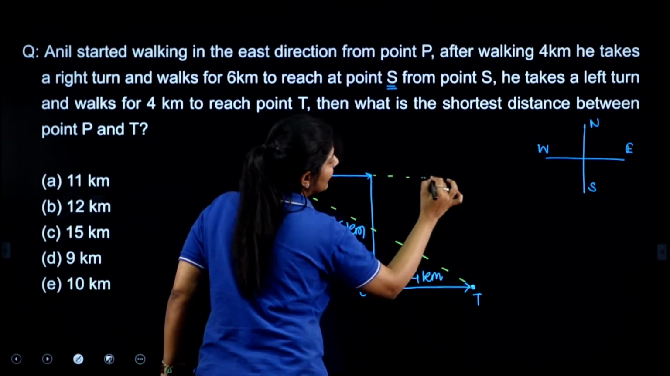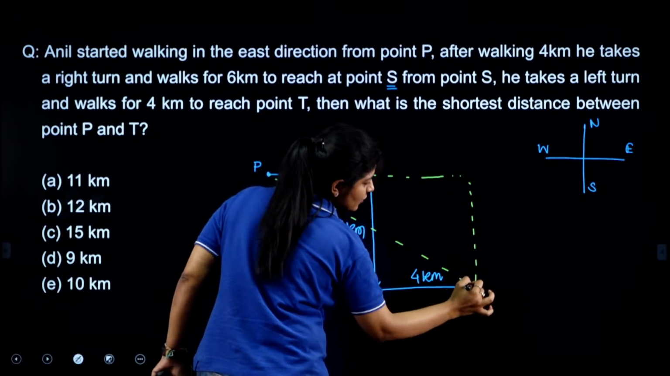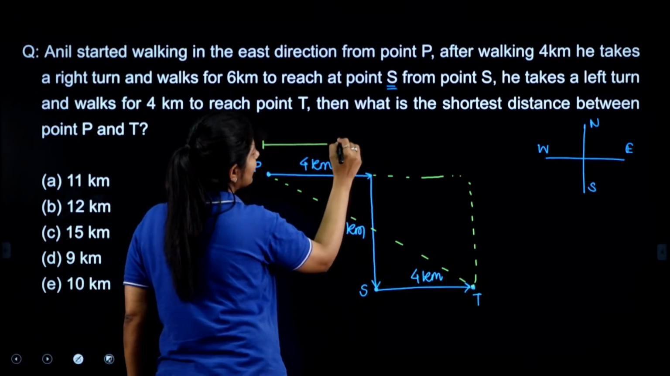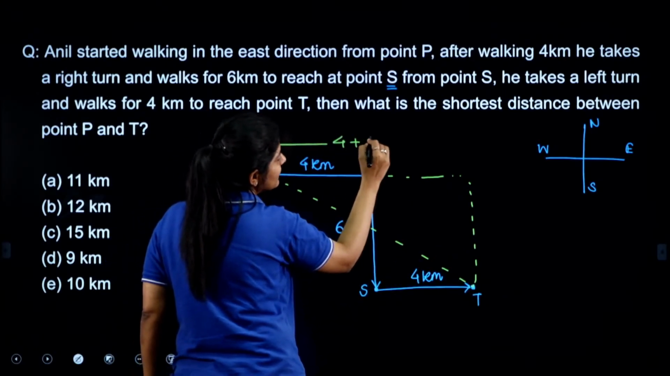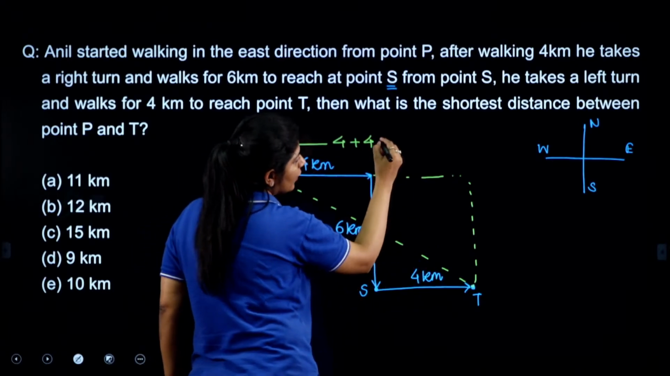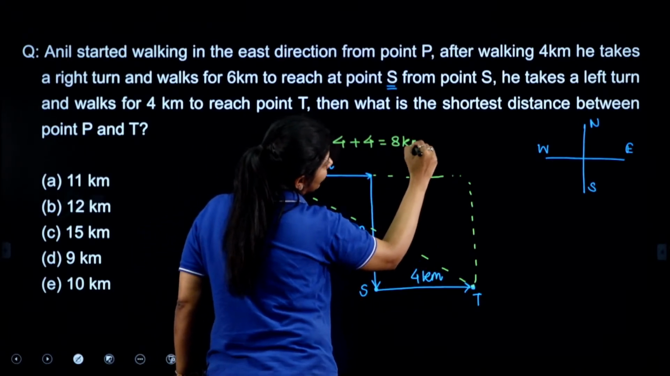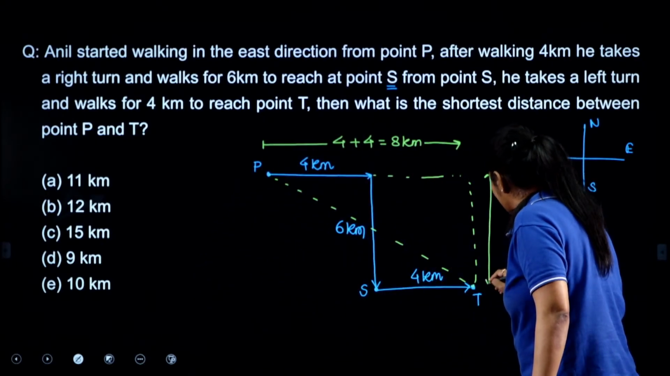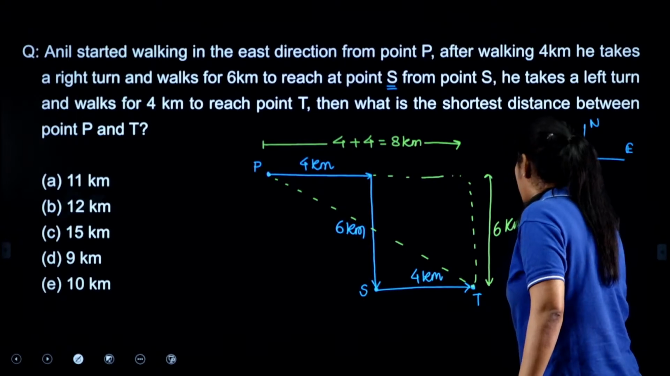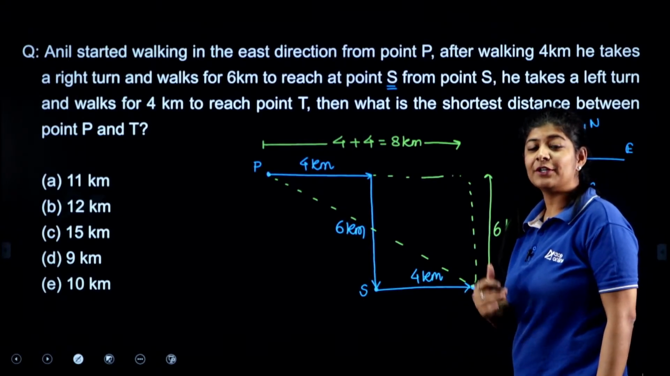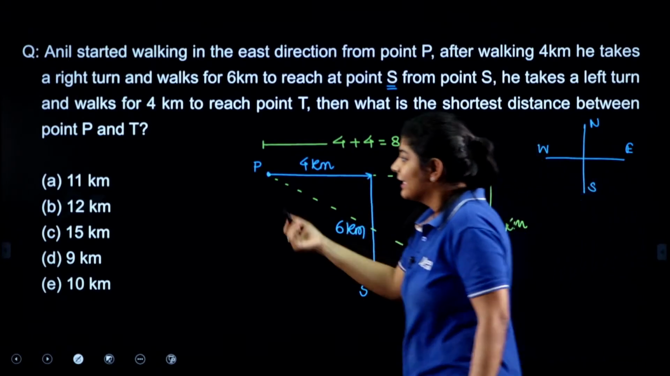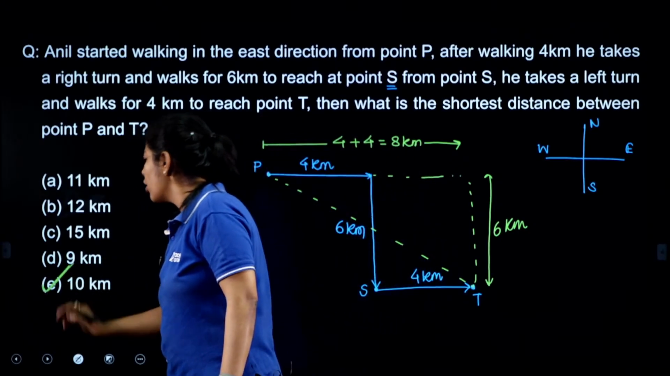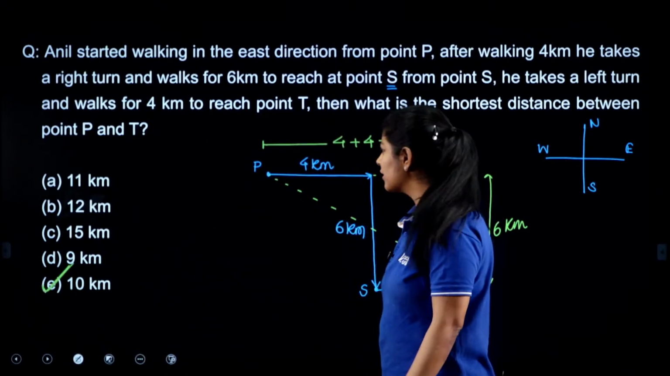So, if I draw the imaginary lines over here, the total distance that we have over here is 4 plus 4, this 4 and this 4. That means I have a total of 8 kilometers as the horizontal distance, and the vertical distance is 6 kilometers. And we know that we have a triplet of 6, 8, 10. That means the correct answer over here is option E, that is 10 kilometers.